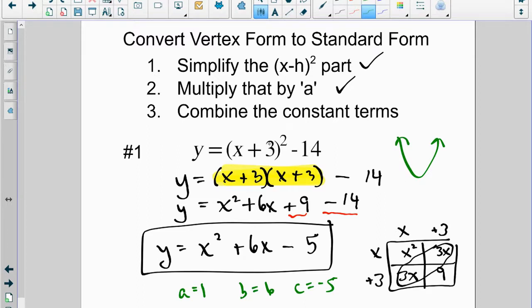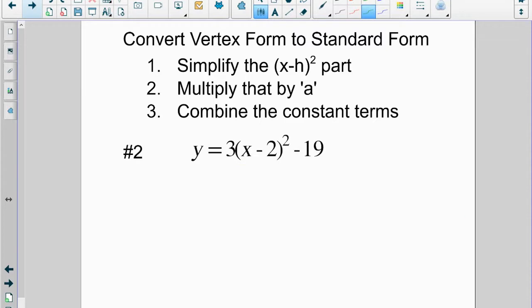But really, it's probably easier to find the vertex from vertex form. It would be at the point, well, let's see. It says x plus 3 in parentheses, so I know that the first number is going to be negative 3. And then because my equation ends with minus 14, my y-coordinate of that point is negative 14. So I know the vertex from vertex form. I know that it opens upward from both forms. The value of a was 1. And I know the y-intercept was negative 5. I know a lot of information about this parabola from these different forms.